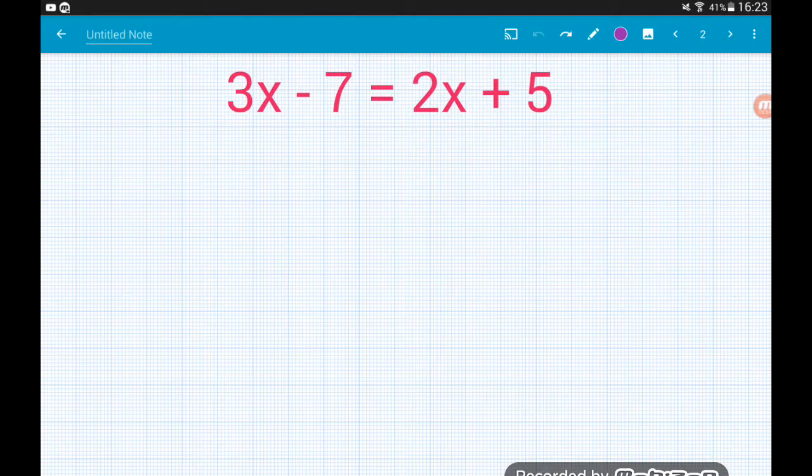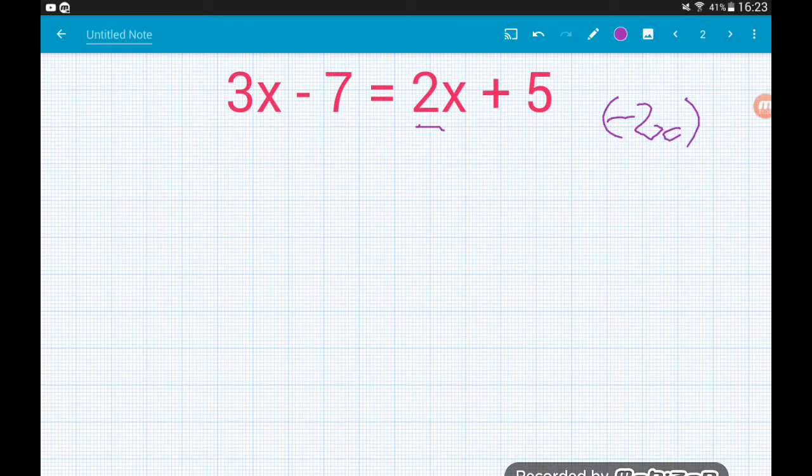So if we've got two positive x terms, as we do here, then I always take the smaller amount of x away from the bigger amount of x, and I always like to get my x terms together first before the number terms. So my first move here would be to subtract this 2x.